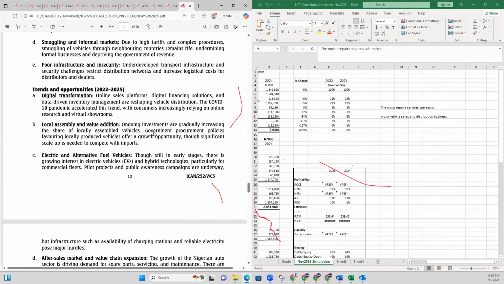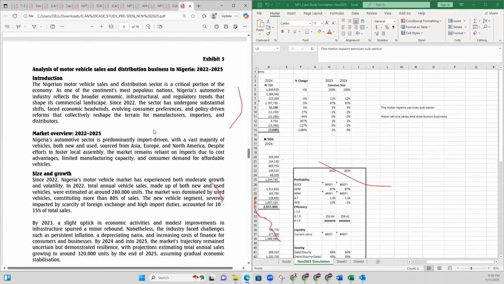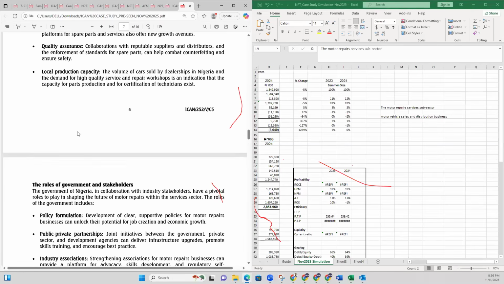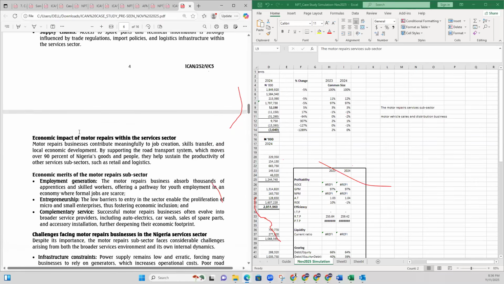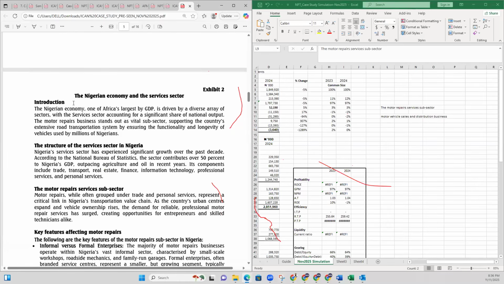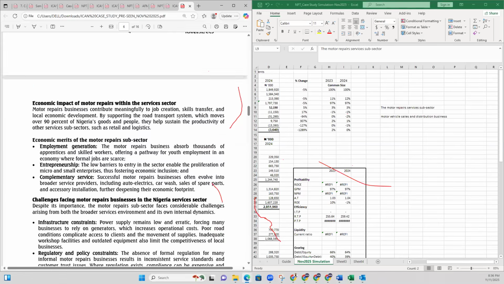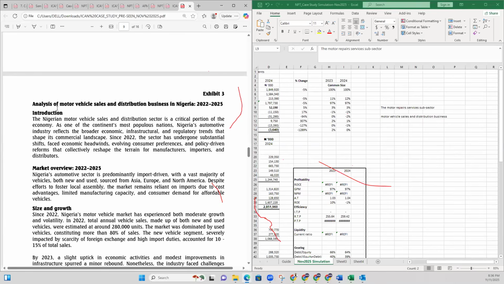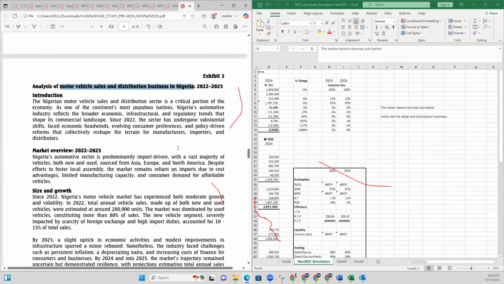Now, let me go back to the beginning. And sorry, exhibit 2 now. Exhibit 2 is on the Nigerian economy, and then they brought it down to the structure of the service sector, and then motor repair services, right? Where we actually discussed most of those details. And then they came here to talk about motor vehicle sales and distribution.